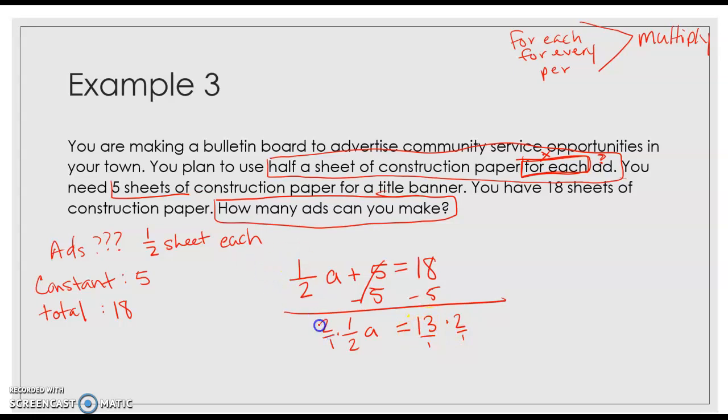So, all right, over here, this simplifies out to just be 1A. Make sure I write that like an A. Equals, and then 13 times 2 is 26. So we can make 26 ads. 26 ads.